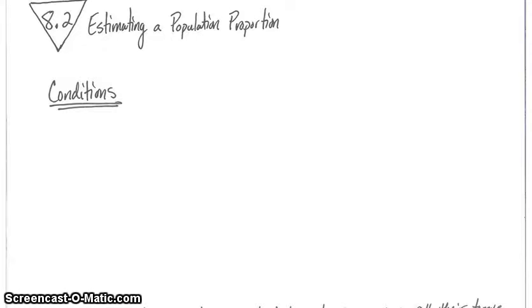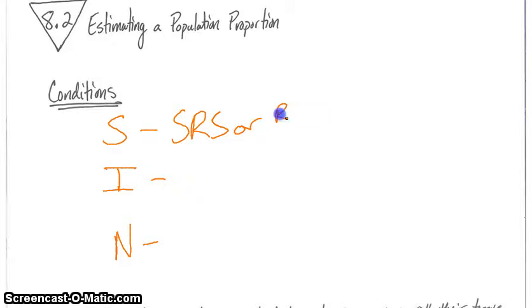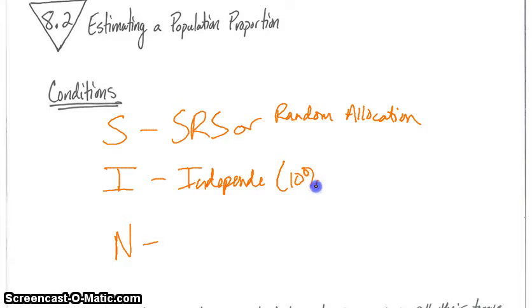Today we want to talk about Chapter 8, Section 2, Estimating a Population Proportion using confidence intervals. So first, let's remind ourselves, what are our conditions? They are S, I, and N. S meaning we need an SRS or random allocation. I, independence, which is our 10% rule, and N, which is normality.